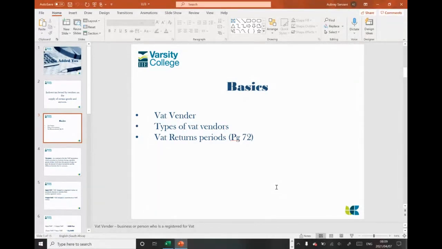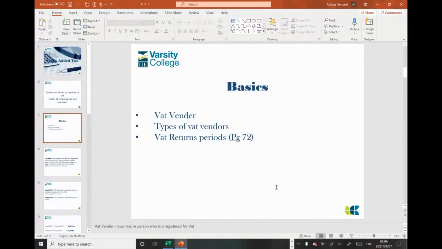Here, the exact definition says a person or a business that is registered for VAT is called a VAT vendor. So it can be a person or a business. Then it goes on to say if an enterprise has or is expected to have an annual turnover of taxable supplies of over 1 million, it is compulsory to register as a VAT vendor. If the annual turnover is between 50,000 and a million, registration is voluntary.